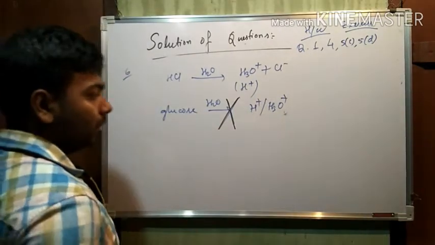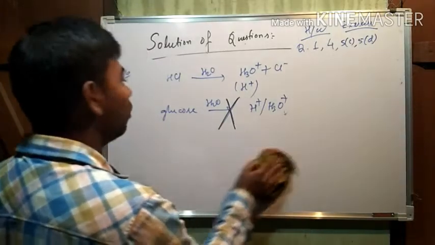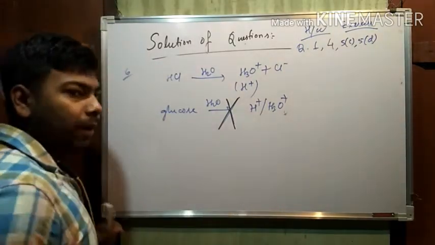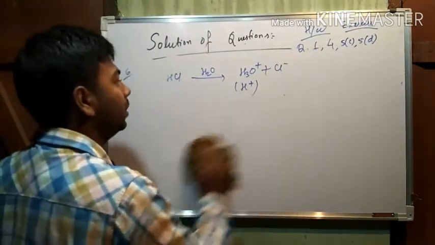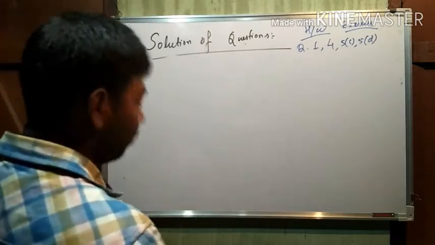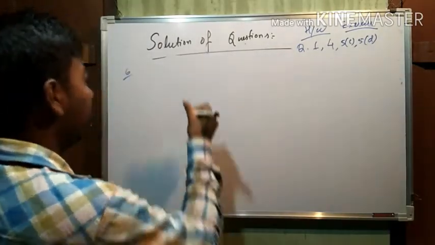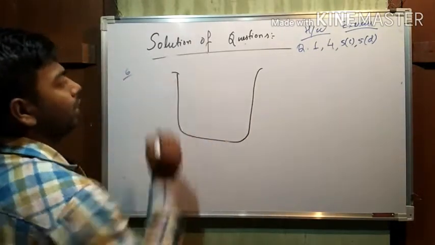This is the main topic. Now, in your question, it is given that explain with an activity. Now, how can you do the activity? See, suppose we are taking a beaker.